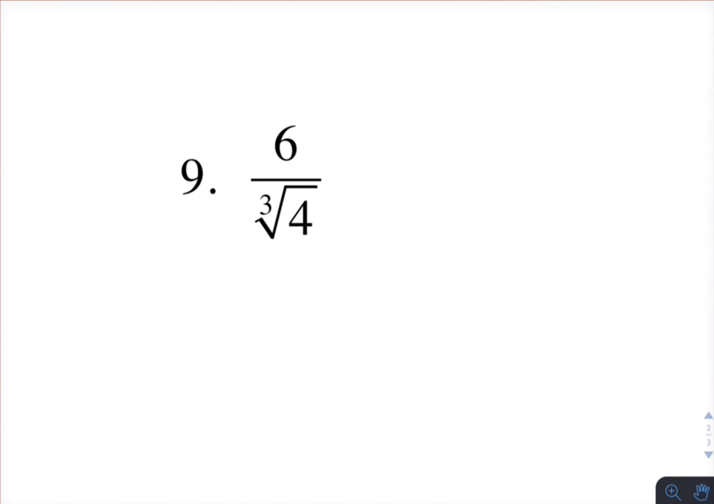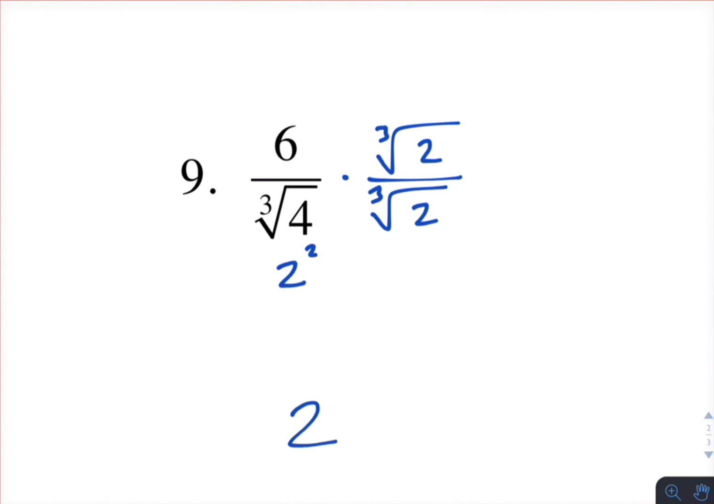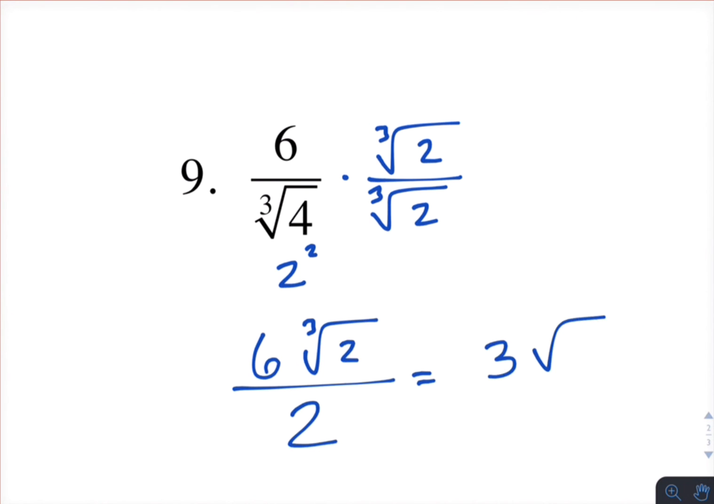Here I've got the cube root of 4, so you may be thinking, well, let's multiply by the cube root of 4 squared. And that would work, but we can do something a little more efficient. Because 4 is already 2 squared, I only need one more 2. So now when I multiply these, I will end up with the cube root of 2 cubed, which we know to be 2. And so 6 cube root of 2 equals 3 times the cube root of 2.